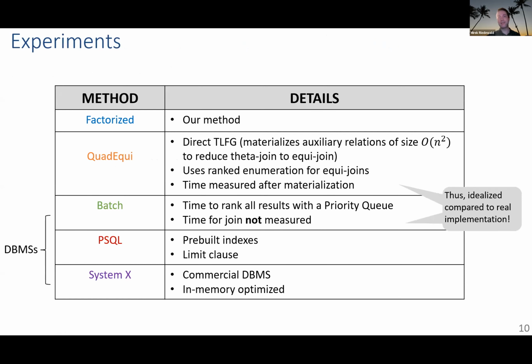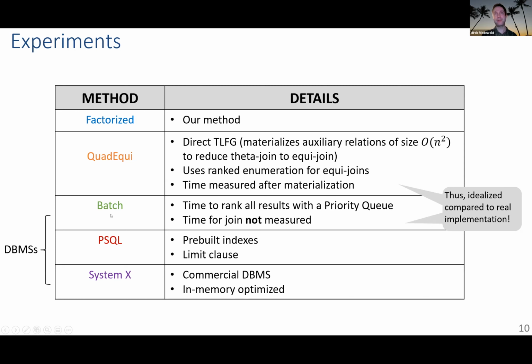Let me just show you very quickly some experimental results. So here we have our method that I just talked about, which is called factorized in this case. QuadEqui is a competitor that essentially uses the direct encoding, right? This is the order n squared encoding where we don't do anything clever about the graph between the layers. We just directly connect the tuples that are joining. And we're actually using an idealized version here for this competitor where we already have pre-materialized the results of the construction of that graph. So the only time that's measured is basically after materialization.